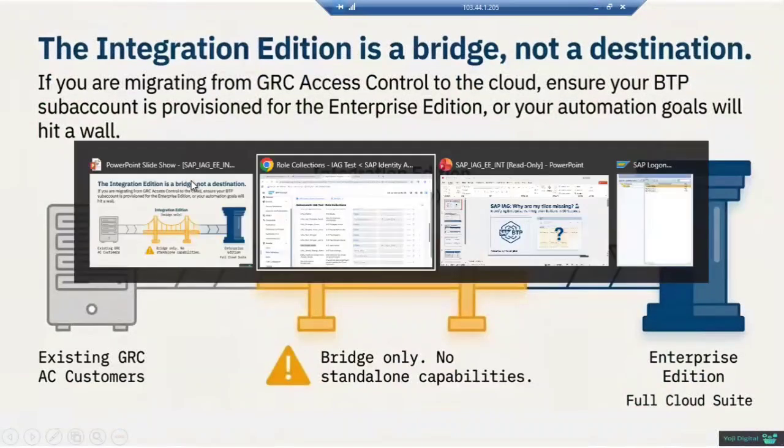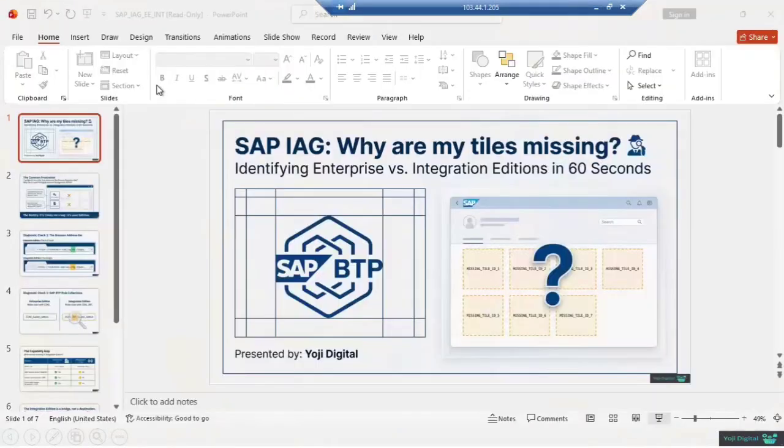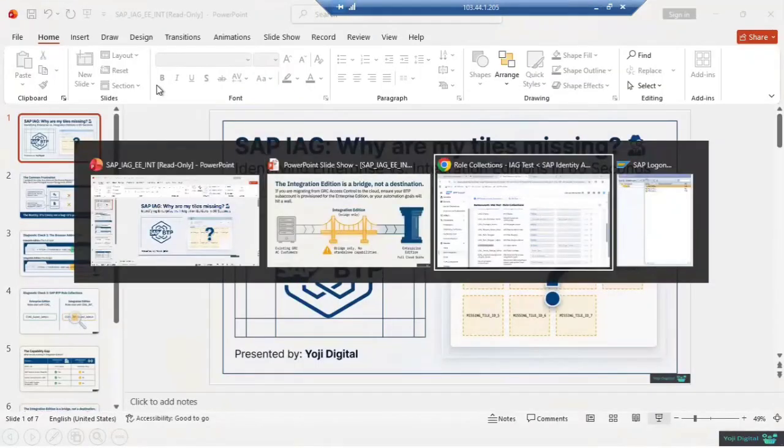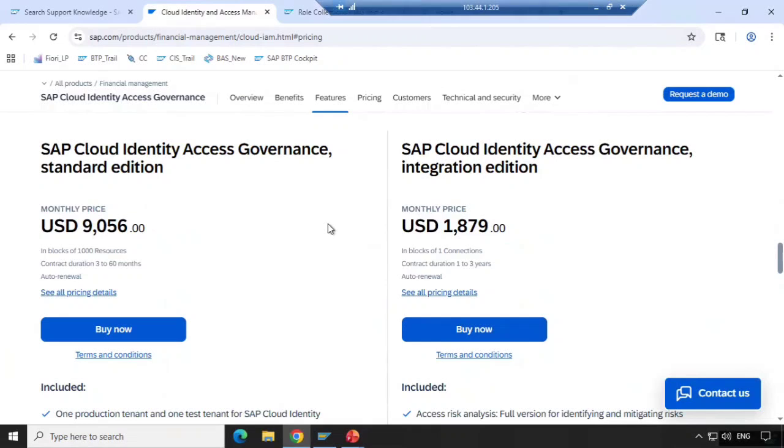And not only this, I want to show you one more thing: the pricing part as well. This is the enterprise edition, nothing but your standard edition. This is your integration edition of IAG. This is the SAP official portal, you can see that information. In the standard edition, the price is around 9,000 USD, and the integration edition is around 2,000 USD. So the integration edition is cheaper.